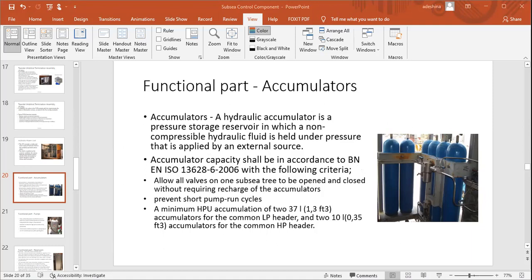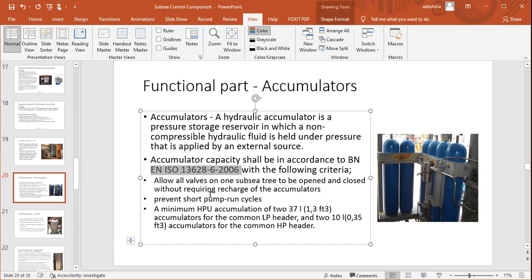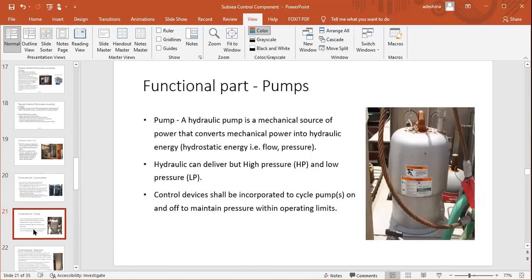So we have 13628-6, 2016, which states all valves on one subsea tree to be opened and closed without requiring recharge of the accumulator, to prevent short runs or short pump run cycles. Then our HPU should have a minimum of 2 37-liter accumulators for common low pressure header and 2 10-liter accumulators for common high pressure header. So these are design considerations. You don't need to cram them. If you are to carry out any design, all you need to do is to refer to this ISO standard, and every information that you need will be provided henceforth.